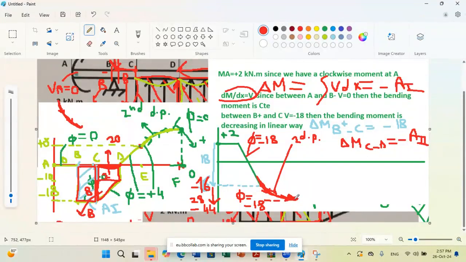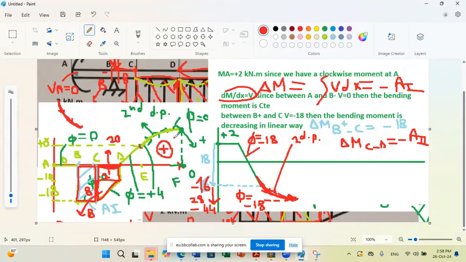You know why this will be the minimum value? Why do we have a minimum of 44 here? Because after D the shear will become positive. Since after D you have a positive shear, how will the moment be? It will increase. So the minimum value of your moment will be minus 44. So we are done with this part. Let us continue after D.